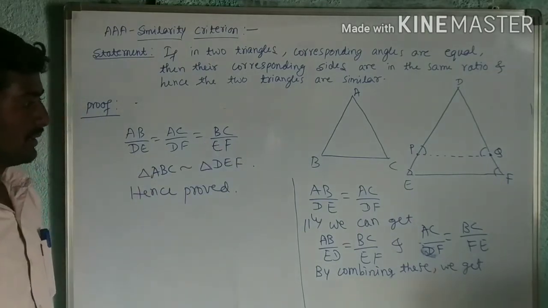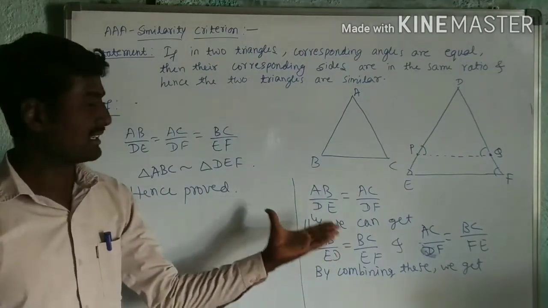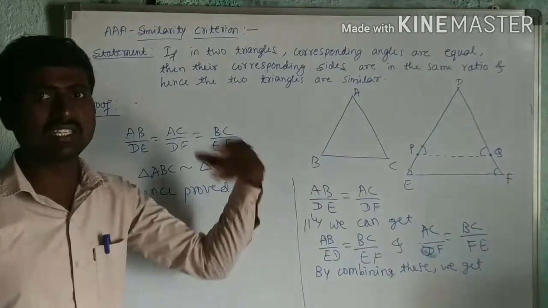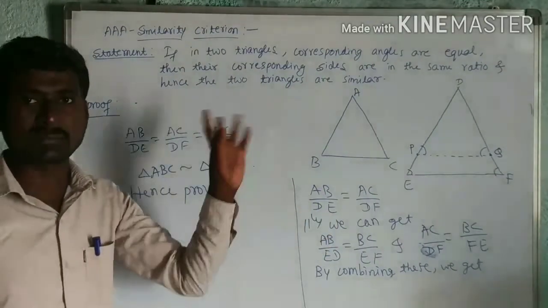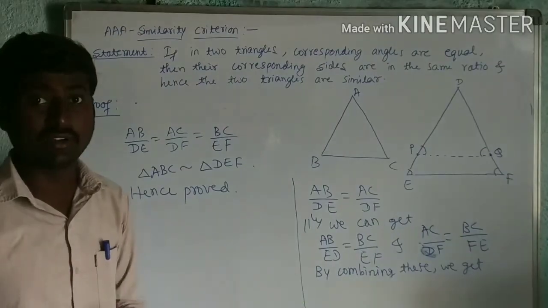So for AA, there is no need of changing the proof. You can change it in the given and the statement only. The remaining stays as it is, and you can write it for AA.